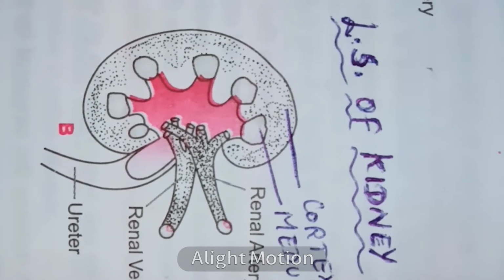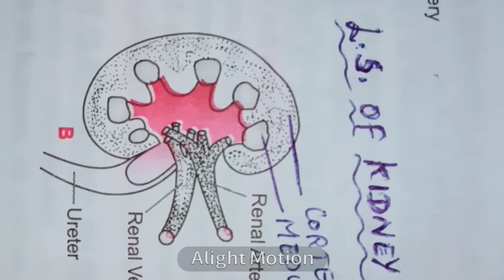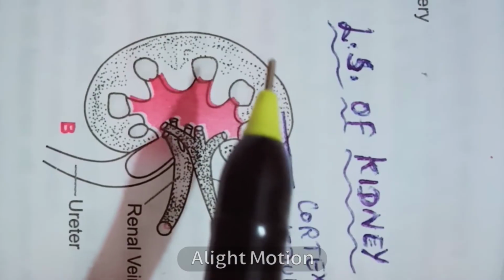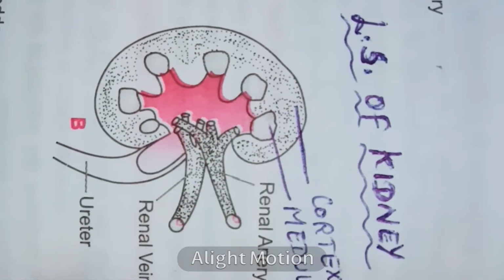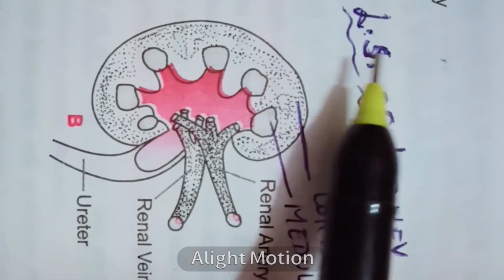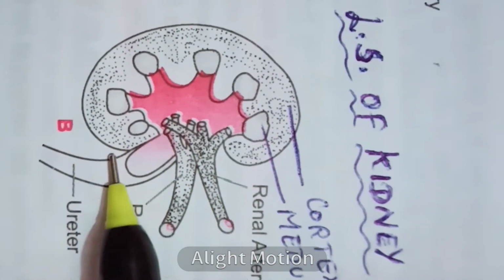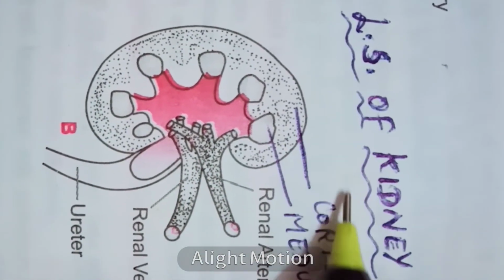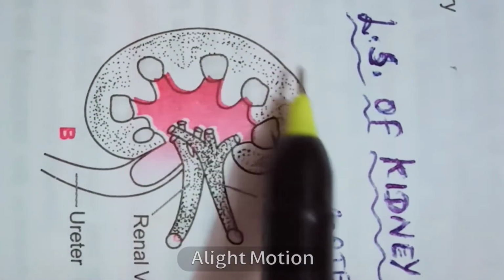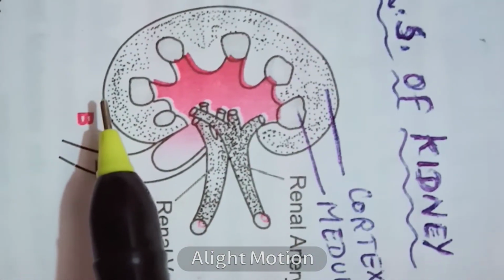Now coming to the LS of the kidney. LS means longitudinal section. When you take the kidney and divide it into half, from top to bottom, and see the internal portion, it looks like this. So LS means longitudinal section of the kidney. I am not going very deeply into the structure, only the outline.